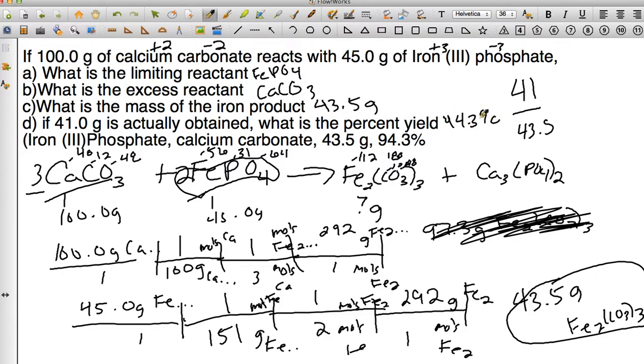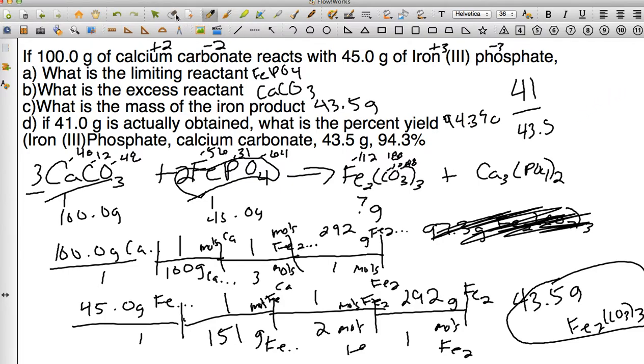All right, if we look down here at the bottom, you notice the answers were already here. So limiting reactant is iron 3-phosphate, yes. Calcium carbonate was the excess, yes. 43.5 grams of iron product is your theoretical yield, and 94.3% was the percent yield. So all of that is right.